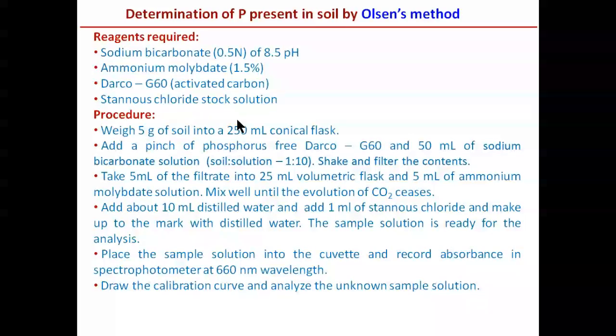So this is the determination of phosphorus present in the soil, depending on the soil nature, if the soil is alkaline or neutral. If the soil is acidic, then we have to go for the Bray method. So this is about the determination of phosphorus present in the soil. So we have two methods for the determination of phosphorus.